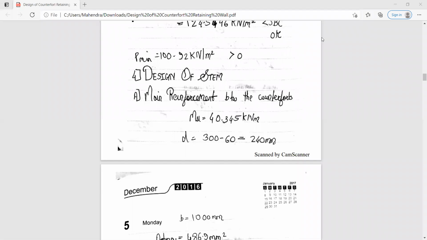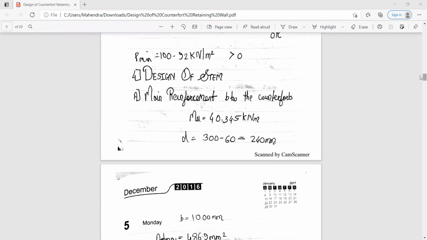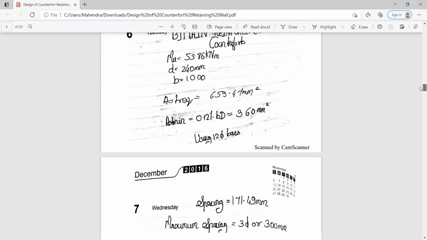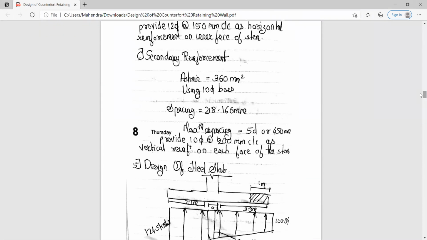Good afternoon, everyone. So, in the last lecture, we had started with the design of counterfort retaining wall, and we had completed the design of stem. In design of stem, we had done with the main reinforcement between the counterfort. We had completed the main reinforcement at the counterfort, as well as we had done the secondary reinforcement.